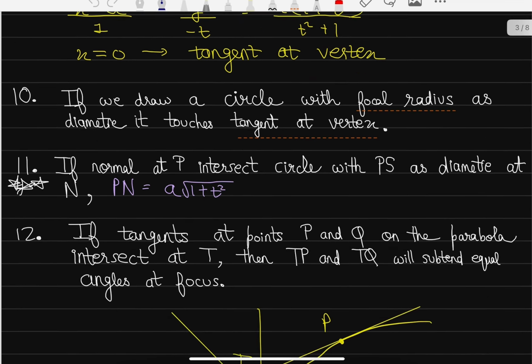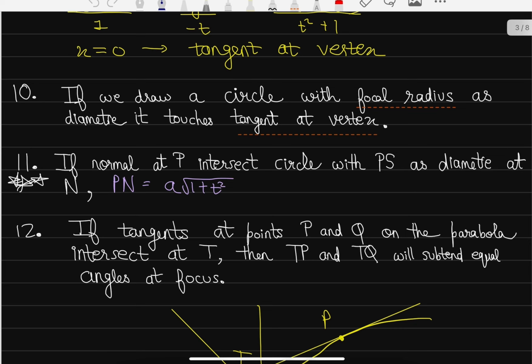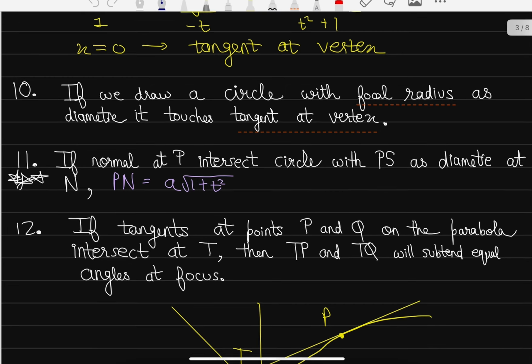We already discussed the next property: focal radius as diameter, that circle touches the tangent at vertex, and focal chord as diameter, it touches the directrix, as we discussed.